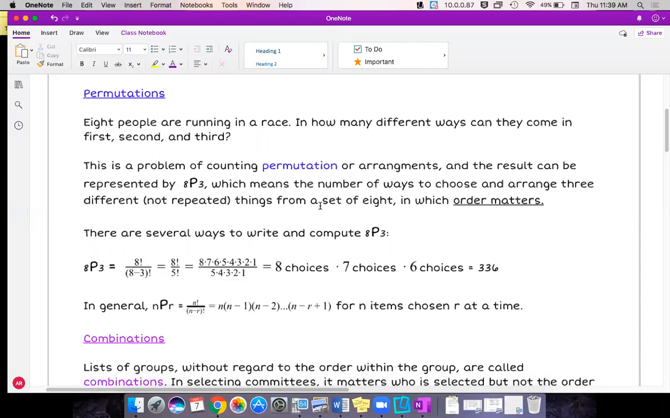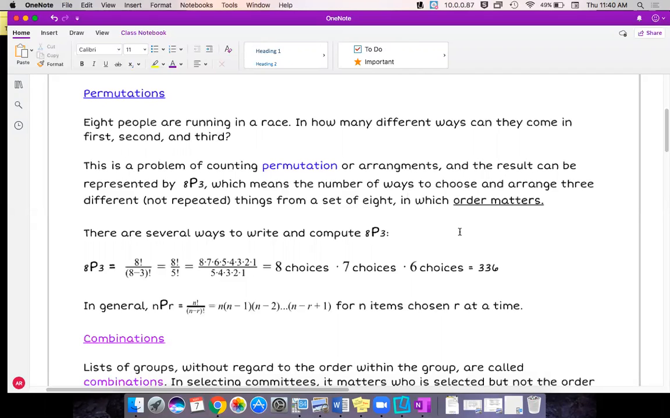This is a problem of counting permutations or arrangements, and the results can be represented by 8 permute 3. So this 8P3 means the number of ways to choose and arrange 3 different, not repeated things from a set of 8 in which order matters. In permutations, order matters because someone has to come in first, second, third. And if you switch those orders, then that's going to be a different arrangement or permutation.